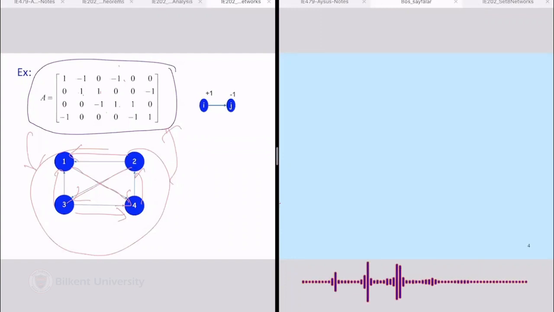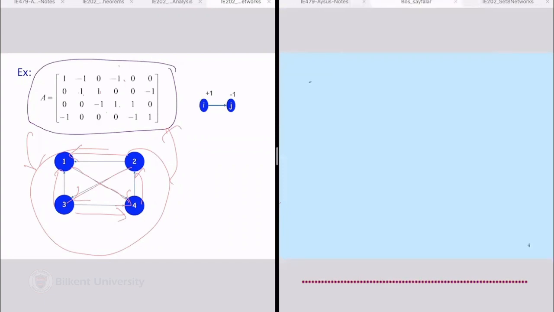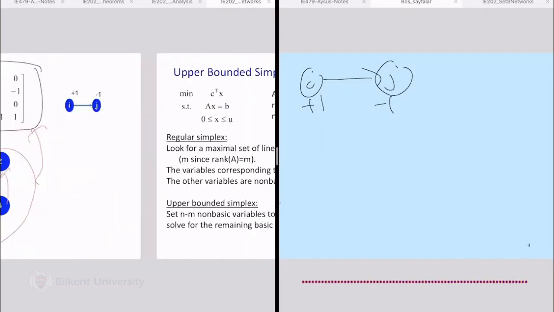Be careful. Always remember, from I to J, I gets a +1, J gets a minus 1. Supply gets a plus from 2.